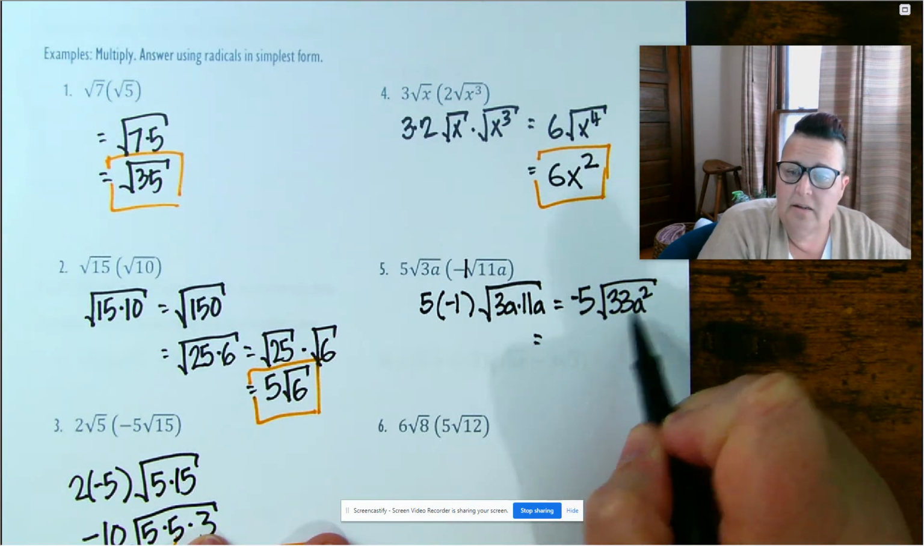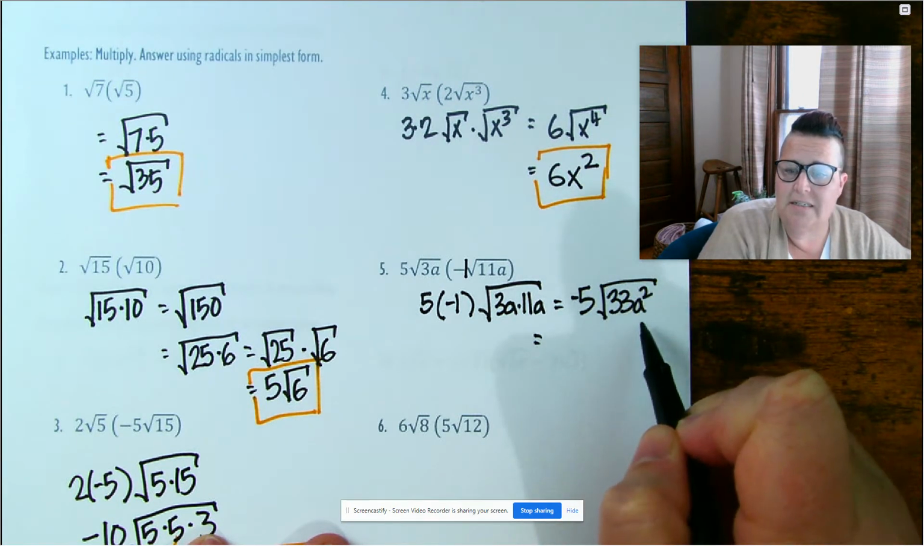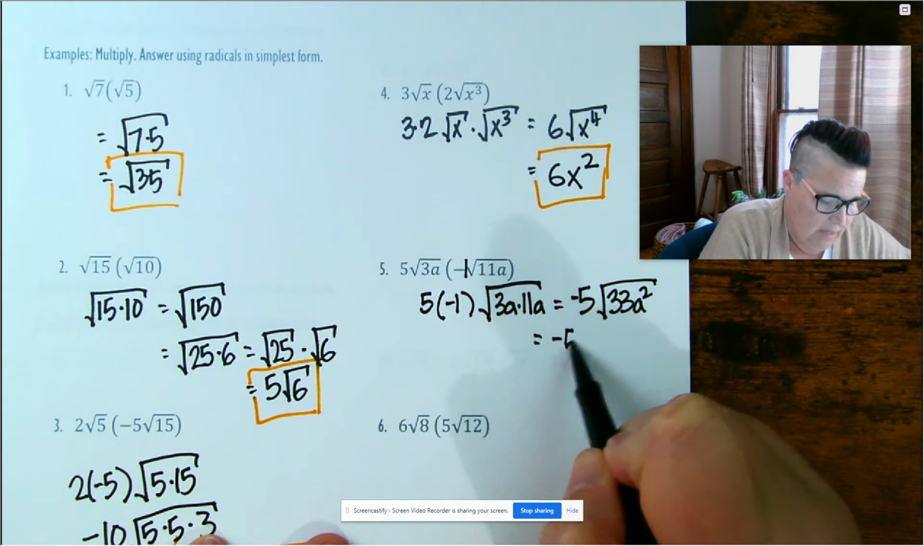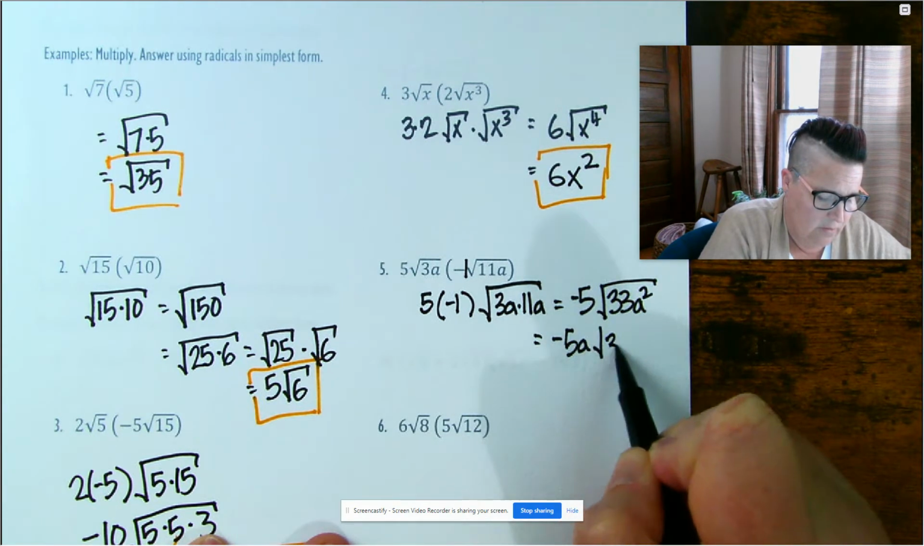The a squared, square root of that is indeed an a. So this will be a negative 5a square root of 33.